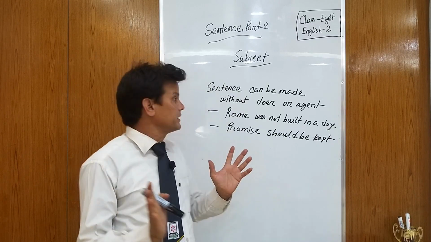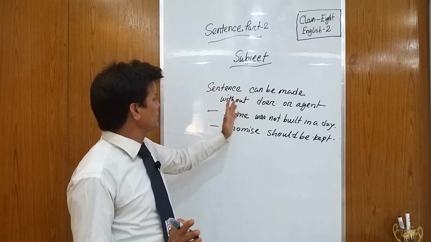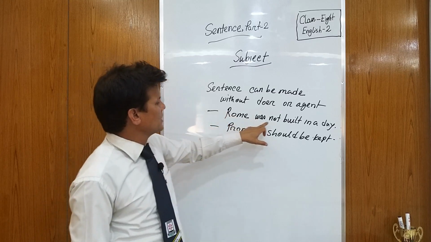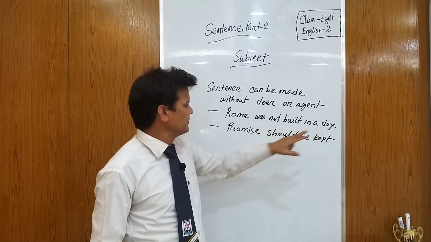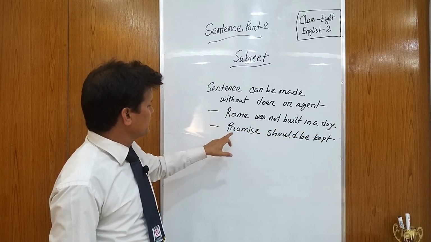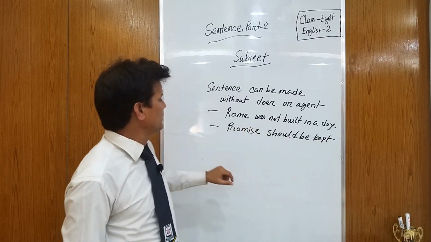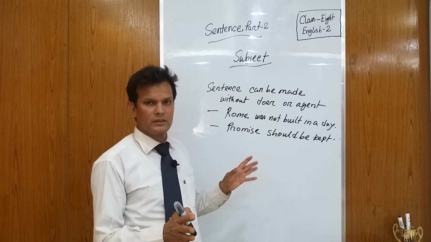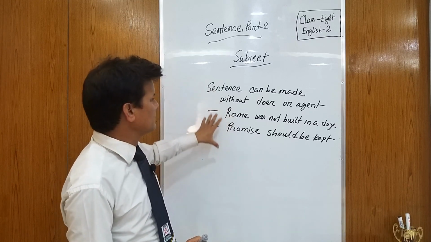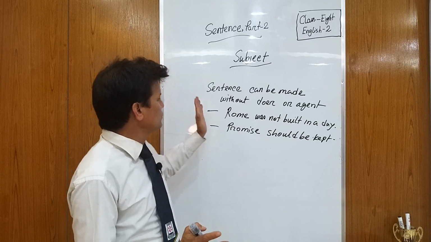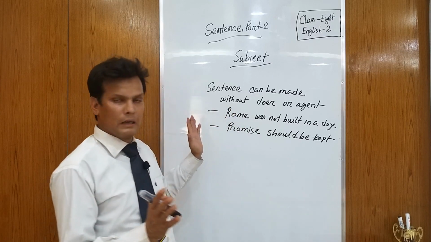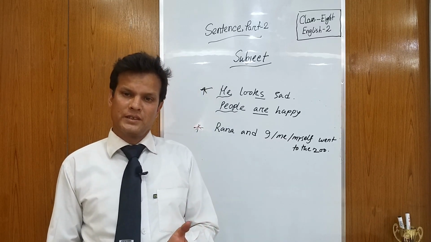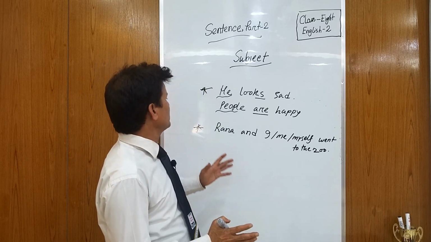Think about sentences that can be made without a doer. Suppose, Rome was not built in a day. Promise should be kept. Here, who did the action? It is absent. So these are sentences without a doer. As subject is a vital thing of its sentence, here is another thing.